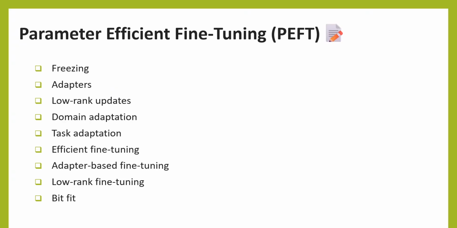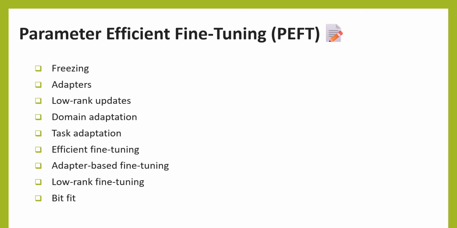Next comes parameter efficient fine-tuning, which is a technique used to fine-tune a pre-trained language model while minimizing the number of parameters that need to be updated. Here, the goal is to reduce the computational cost and memory requirements of fine-tuning. Parameter efficient fine-tuning involves freezing some of the model's parameters and only updating a subset of them, or adding adapters to the model to enable fine-tuning of specific parameters, then updating the model's parameters using low-rank matrices.